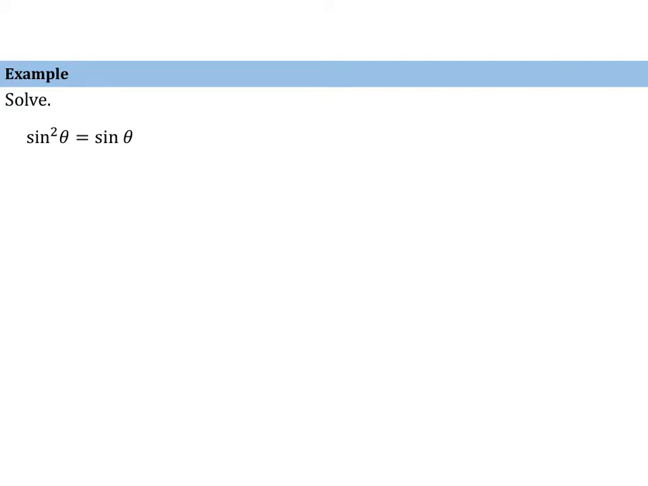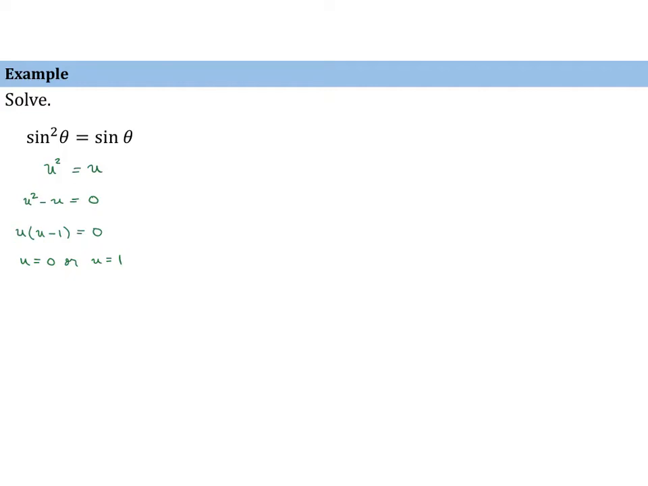So maybe for a minute, let's think of this instead of sine squared of theta equals sine of theta. Let's look at the equation u squared equals u. Now how would we go about solving that? Because this is quadratic, we would get one side equal to 0 and then factor. So we could factor out a greatest common factor, and we could say that either of those two factors could be 0. So either u would equal 0 or u would equal 1.